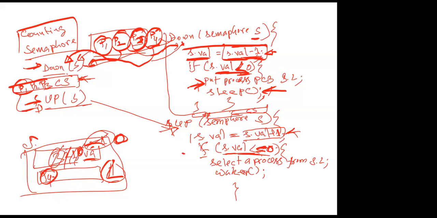If it is less than or equal to 0, the condition is true, so it will select a process from the list and wake it up. P4 will wake up, and the next step is the critical section. So P4 will enter the critical section.